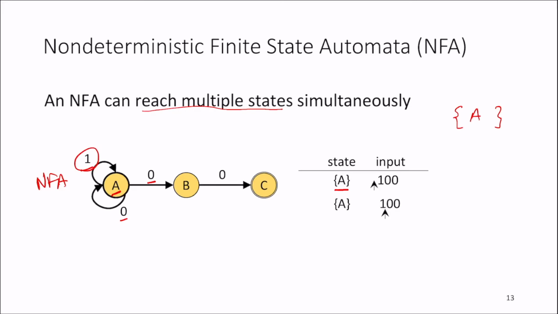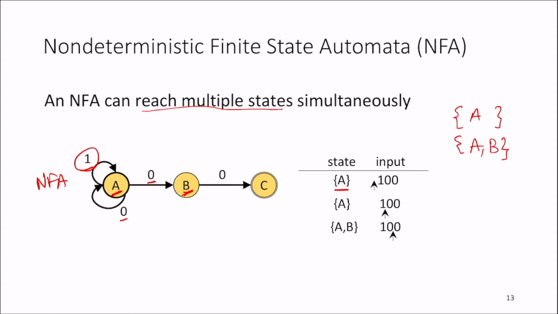Now it becomes more interesting. On input 0, you can go to two states, either A or B. So we're going to represent that as a set, which represents that I could be either in state A or in state B. So it's either or. And in some cases it could end up in all of the states in a finite state machine.